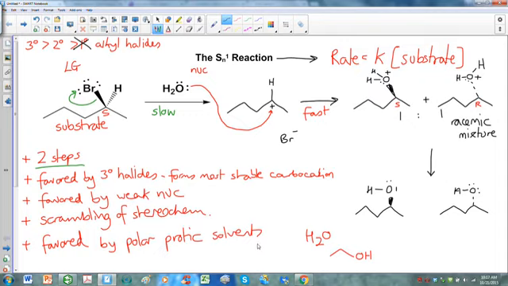So those are the basic details of the SN1 reaction. Two steps followed by a proton transfer. The first step is always slow, second step is always fast. Scrambling of stereochemistry, and that is the SN2 reaction. I'm sorry, that is the SN1 reaction.